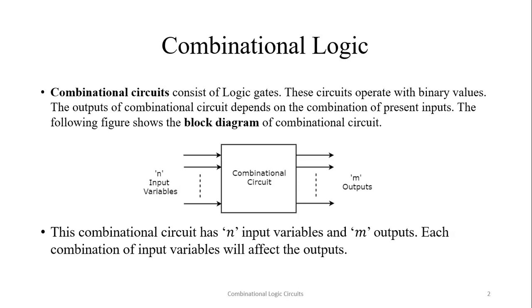Combinational logic. What is a combinational logic? A combinational logic circuit consists of logic gates. The circuit operates with binary values. The output of a combinational circuit depends on the combination of present inputs. The following figure shows the block diagram of a combinational logic circuit. So, in a combinational logic circuit, there are n inputs and m outputs. These outputs depend upon the present states of these inputs.